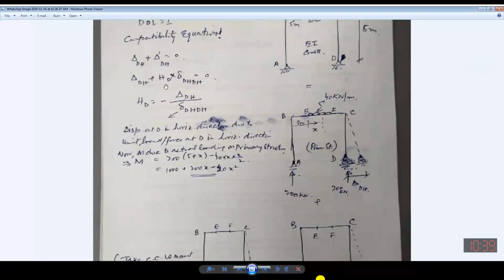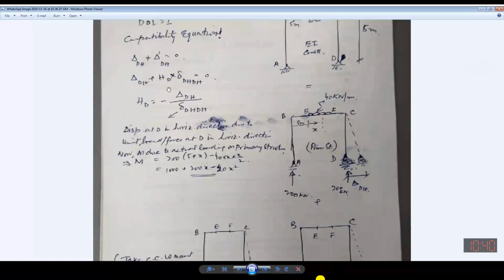Okay. So HD, this is the redundant. It will be multiplied with the unit deformation, deformation against unit force. It indicates the deflection or displacement at point D in the horizontal direction due to the force applied at D in the horizontal direction. This is the description of this subscript.